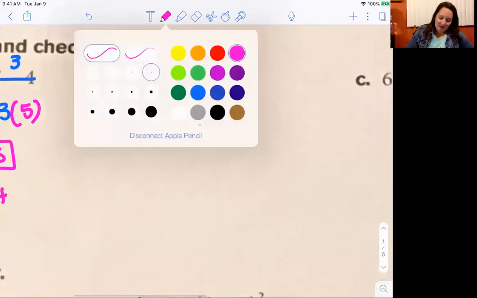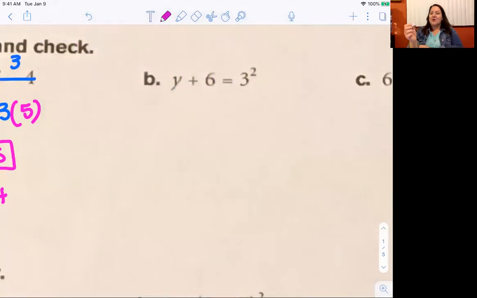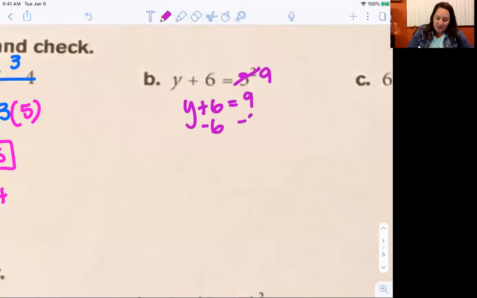Second one. Now this is a little different. This incorporates a little bit of PEMDAS, which is what we've been doing as well. So we're going to do the 3 squared first. 3 squared is 9. So I have y plus 6 equals 9. I'm adding 6. How do I get y by itself? How do I isolate y? Subtract 6 from both sides of the equation. These cancel, and I'm left with y equals 9 minus 6, which is 3.